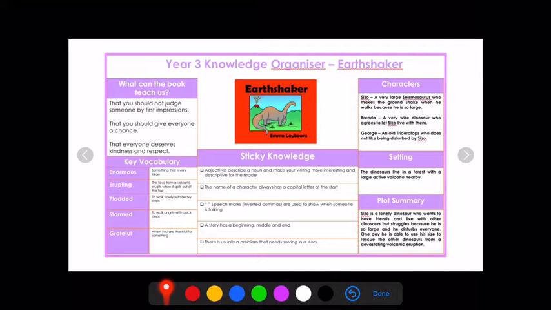Let's look at our knowledge organizer. And as we did yesterday, we were looking at the beginning, the middle, and the end of a story. You might be using some key vocabulary from here. As you can see here, the word stormed is a verb, and that is what George did. He stormed out. You might be using that word in your story today.